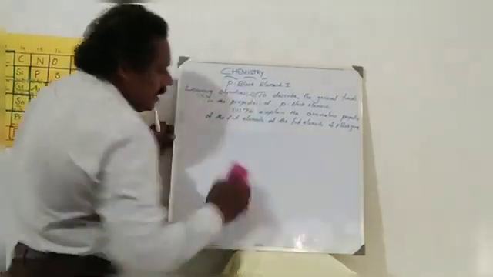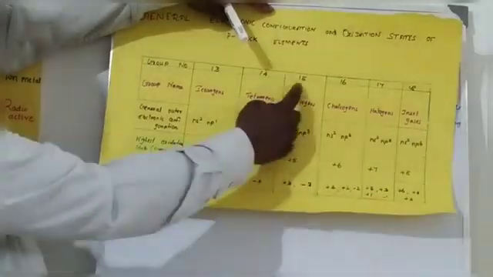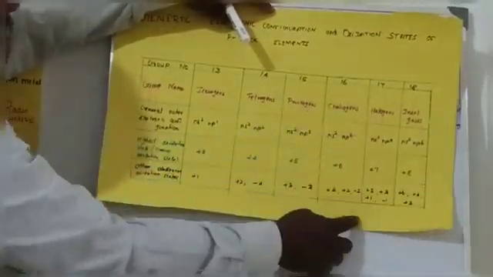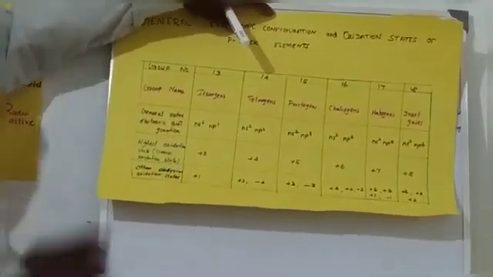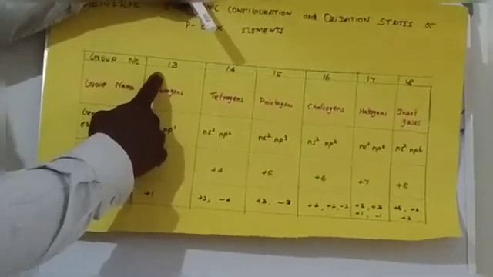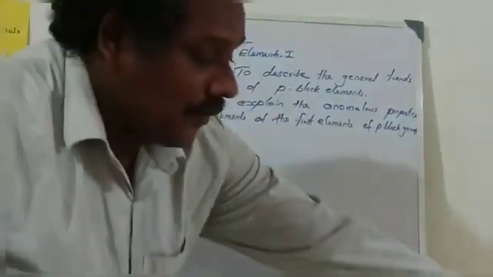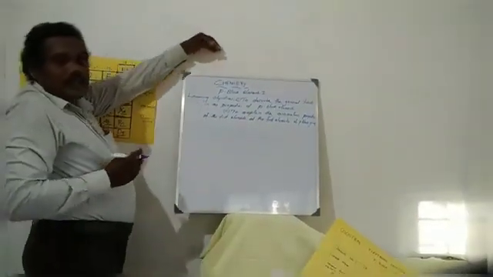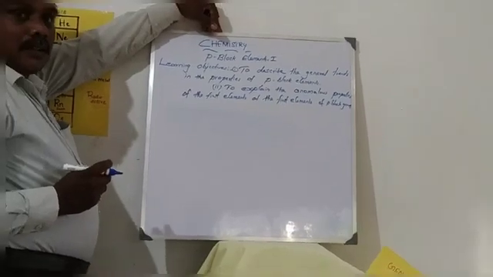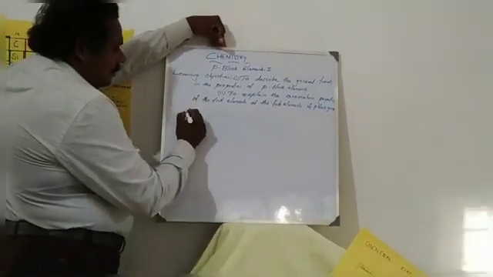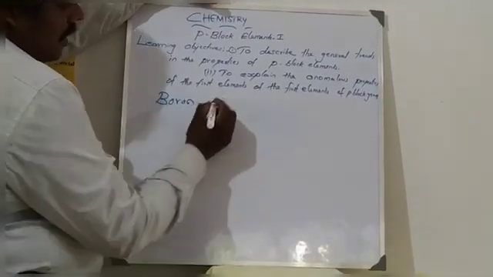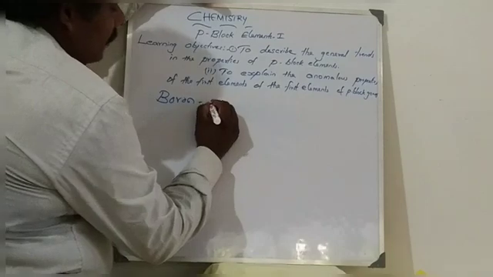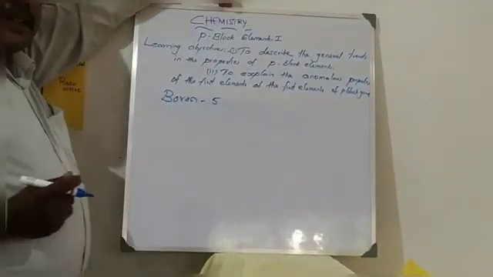First of all, the group names: 13th group, 14th group, 15th group, 16th group, 17th group and 18th group. Here the first group has atomic number 13. The first one in the 13th group is called boron. The atomic number of boron is 5. How can you write the electronic configuration of boron?